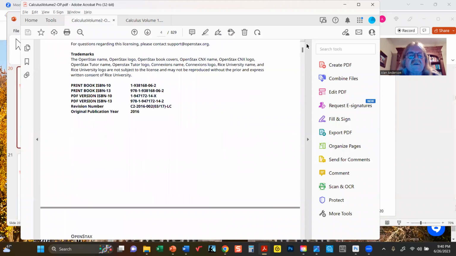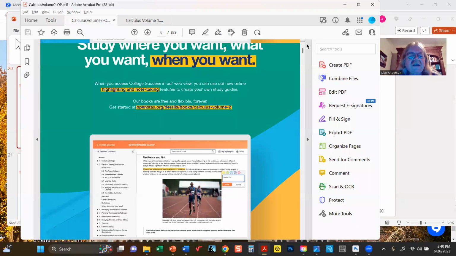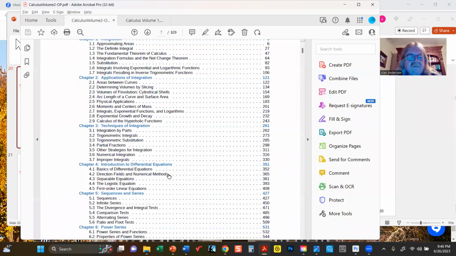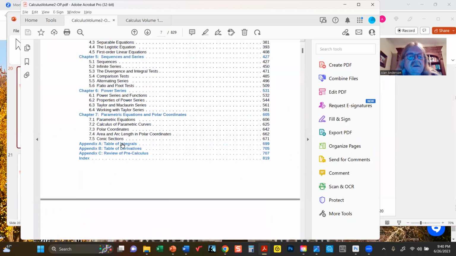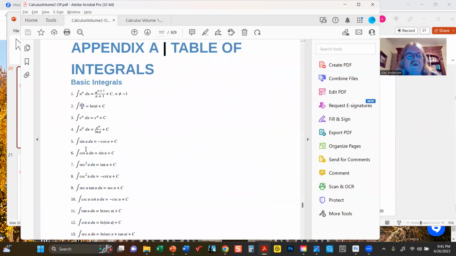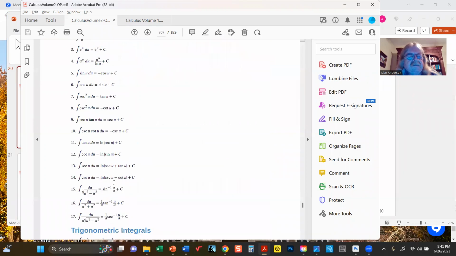And I know we've looked at these before, but hold on one second. So, table of integrals, yeah, they're all here. You can see them, in case you forgot.